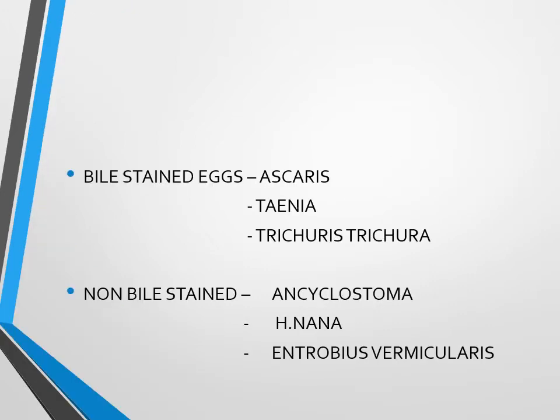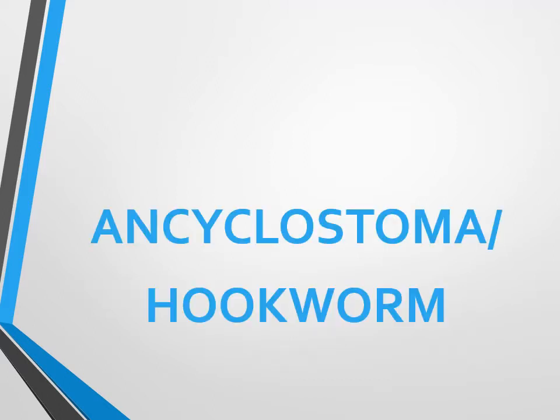So, whenever we are doing any stool examination, we have to keep in mind that the eggs are basically divided on the basis of bile staining. Bile stained eggs are Ascaris, Taenia, Trichuris trichiura. Non-bile stained are Ancylostoma, also called the hookworm, then Echinococcus and Enterobius vermicularis.